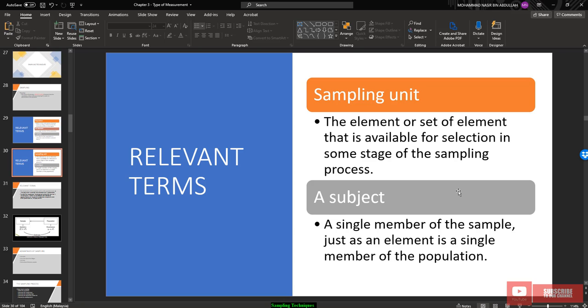You have a population. In the population, you have a lot of members. So the member in the population is called an element, right? So you want to do sampling. You select some members in the population to be in your sample, right? The members that you have already selected are called sampling units. A subject means a single member in the sample. It's just an element, a single member of the population. It's the same thing. It's just a term that you need to digest before we move on to the next process.